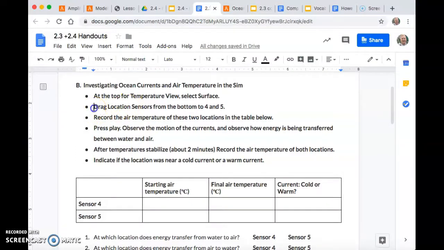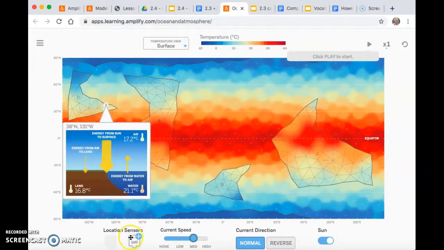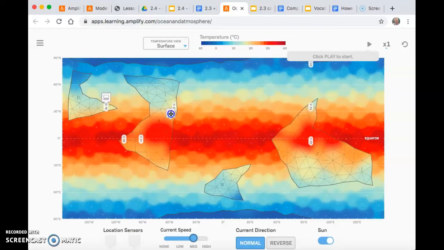Now our next step says drag location sensors from the bottom to 4 and 5. So I'm going to get my location sensors, the first one right here. I'm going to drag it to 4 and then drag the other one to 5 right here.